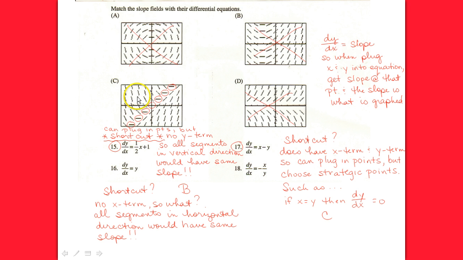Out of these 2, I can go through and say, where do x and y, when they're equal, give me a slope of 0? Well, you can see 0, 0, 1, 1, 2, 2, 3, 3, negative 1, negative 1, negative 2, negative 2, negative 3, negative 3. So that graph is going to match up to C. And then that just leaves us with this last one down here to work with in matching.